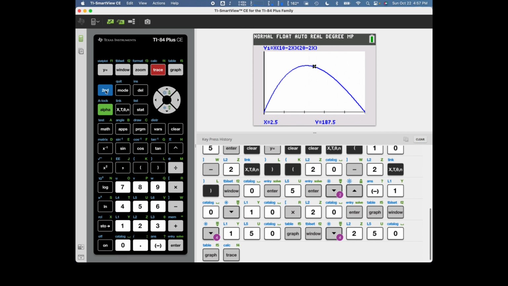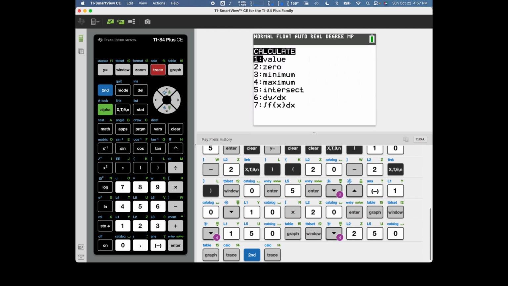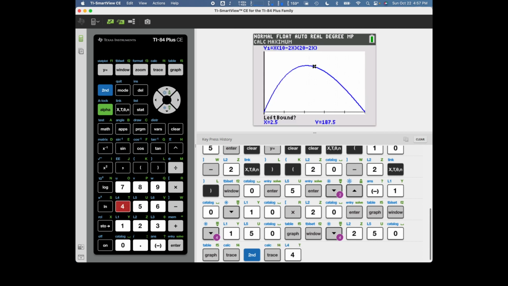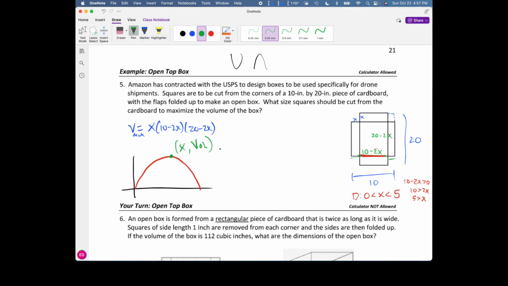All right, and now we're just going to go do maximum, just like we did in the first unit. So we're going to hit second calculate, which is above the trace button, number 4 maximum, and then we just got to move ourselves to the left of the maximum, hit enter, move ourselves to the right of the maximum, hit enter, and then guess. So we get this 2.11 and 192.45. So I'm just going to write that down over here. So that was 2.11 and then 192.45.